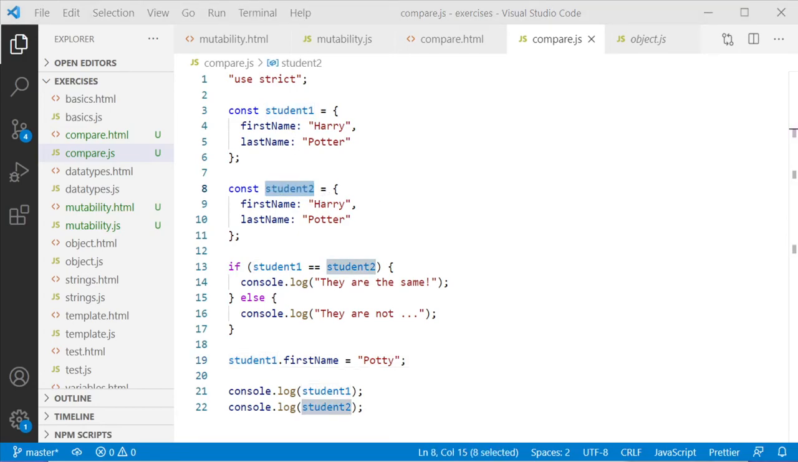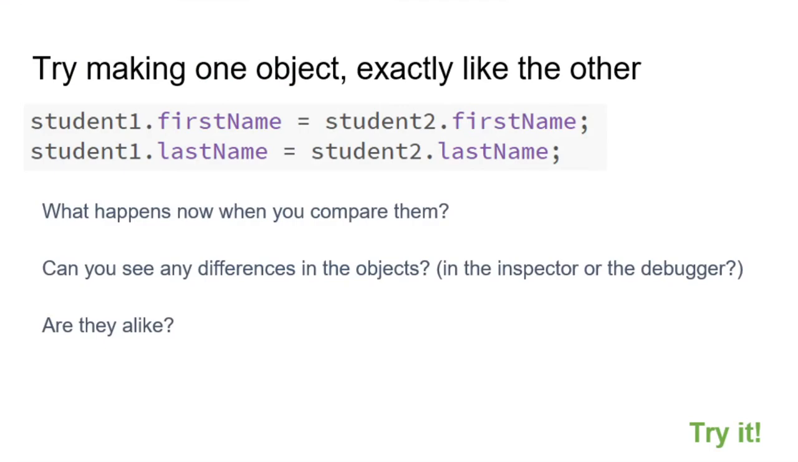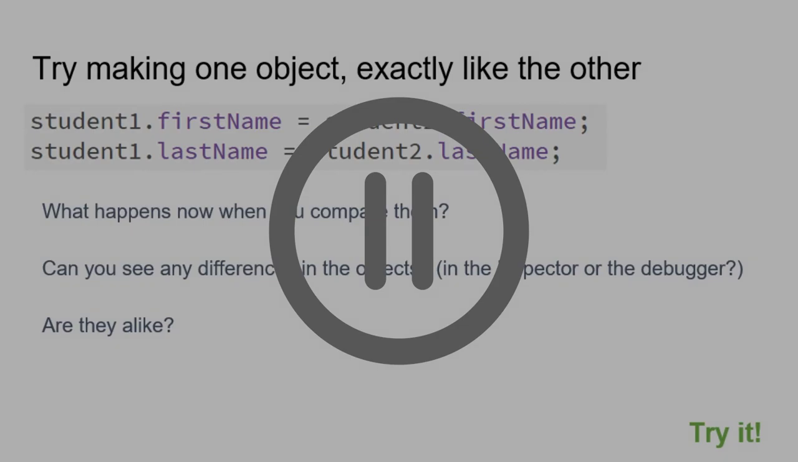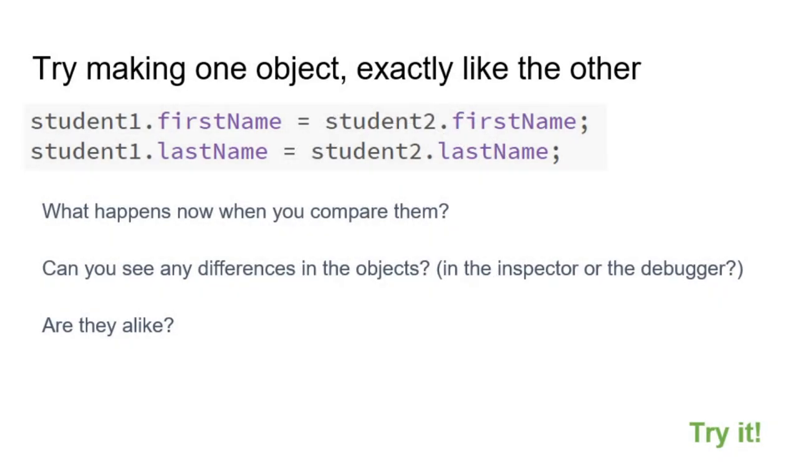Okay, so let's try making them more similar. Try this before the if statement. Say student 1 first name is equal to student 2 first name, and student 1 last name is equal to student 2 last name. This should make them completely identical. Absolutely certain that they are the same. So what happens when you compare them now? Try it out and then come right back.